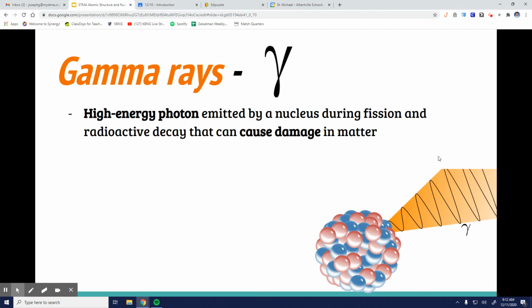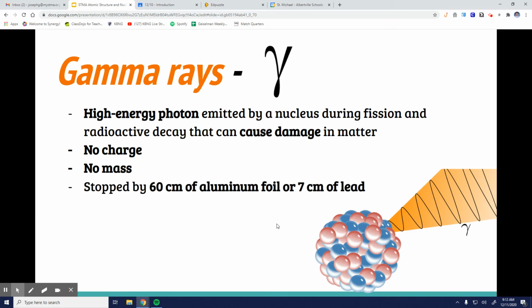So the atom is either going through a split where it's breaking into two completely different pieces, or it's just got too much energy inside of the nucleus. So it's just going to release this ray of energy as a photon. It has no charge and it has no mass, so it's not going to affect the number of protons, the number of neutrons, or the mass number for the atom. This is going to be stopped by 60 centimeters of aluminum foil, which is a lot. That's over half of a meter worth of aluminum foil, or 7 centimeters of lead, which is still a pretty substantial amount.